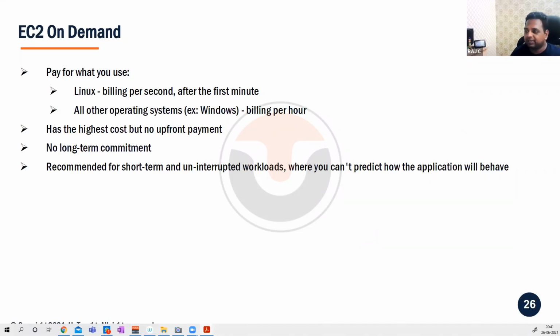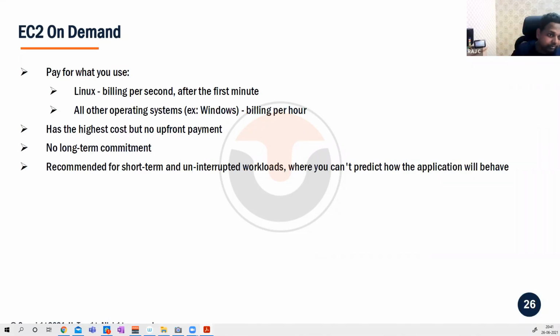We just talked about whatever we created so far is the On Demand instance. Okay. You will be billed per second. After 1 minute is free, right? The moment the machine is started, 1 minute it is free. After the minute, every second you will be getting billed, right? So for Windows, for example, you'll be billed per hour based, but for Linux, you'll be billed per second. Okay, but it doesn't have any upfront payment.